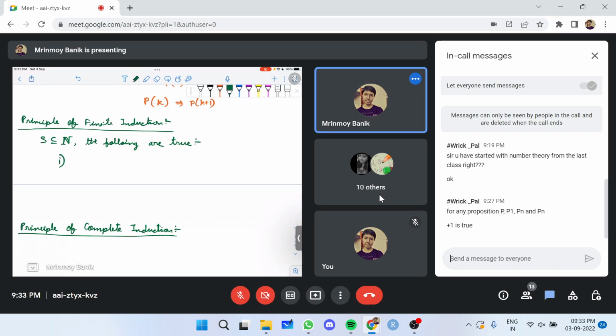Number one, 1 is inside S. And number two, n is inside S implies n plus 1 is inside S, for all n in S. If these two statements are true, then we can say S is equal to N, that is the set of natural numbers.